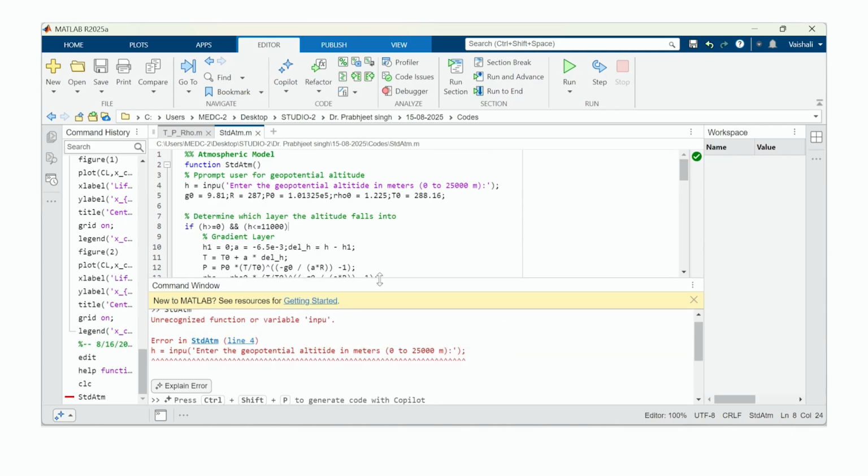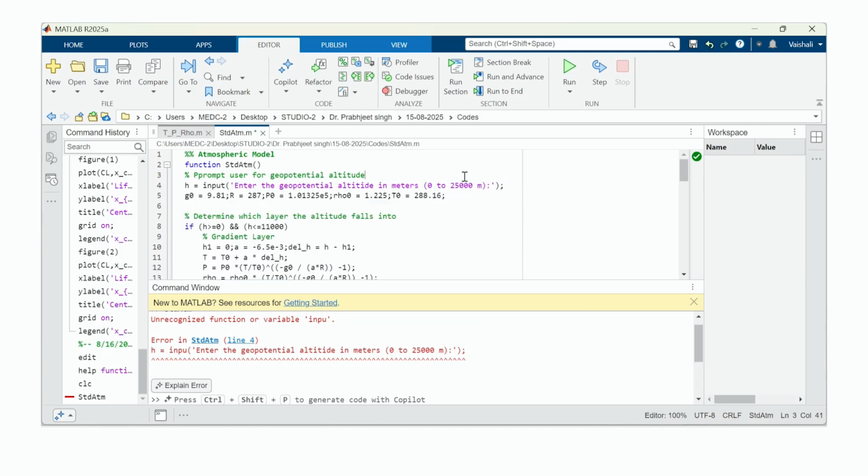Alright, unrecognized function or variable input. So let me write here input. Alright, okay, run this code.